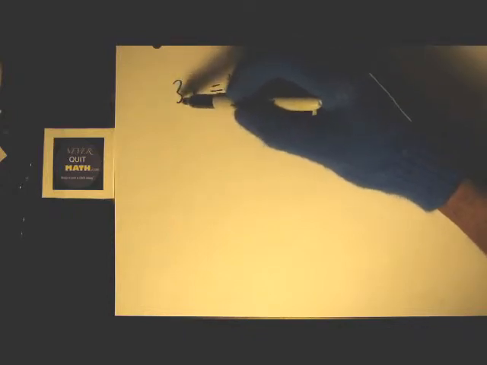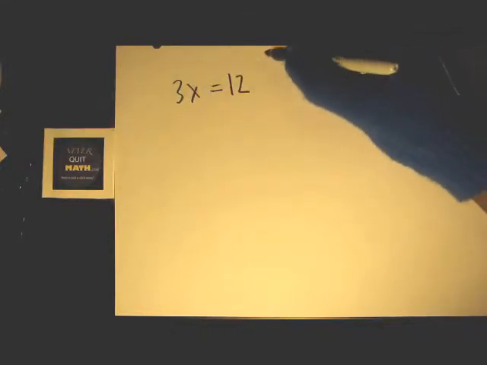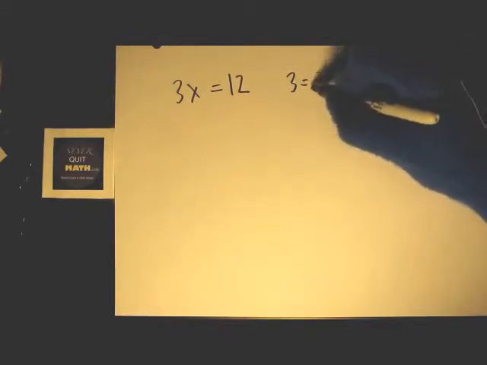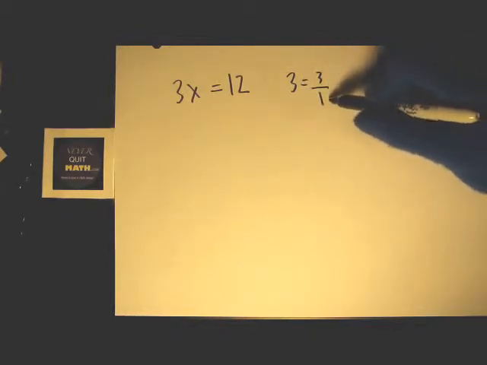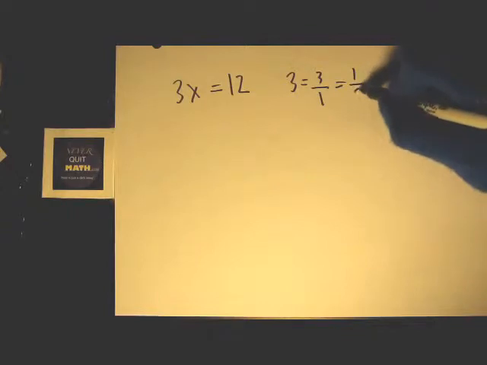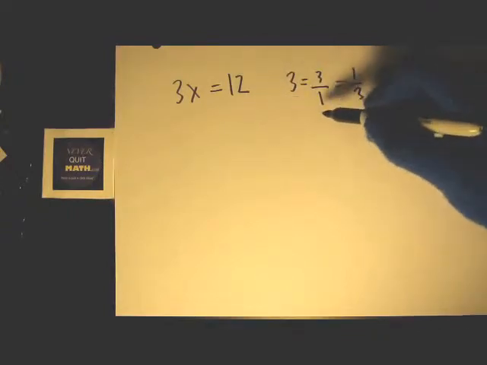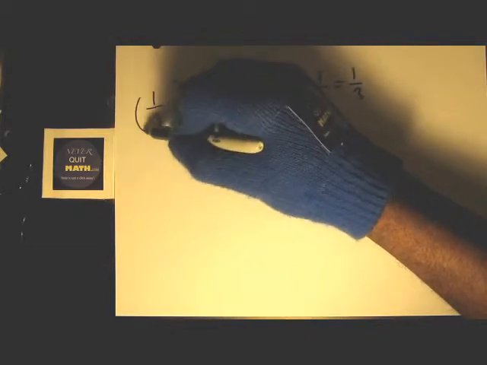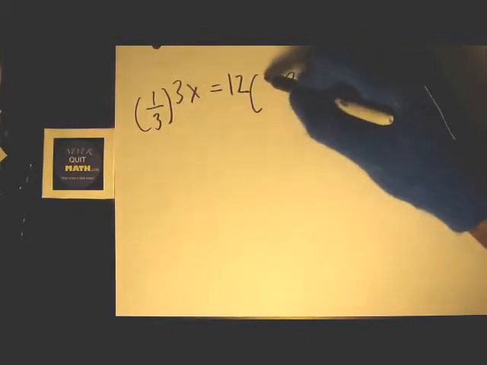You look at 3. 3 is connected to x through multiplication. So what we want to do is multiply by the reciprocal of 3. Let me put my 3 to the side right here. 3 is really equal to 3 over 1. So the reciprocal of 3 over 1 is the flip of that, which is 1 over 3. So now I'm just going to multiply by 1 over 3 on both sides. So put 1 over 3 here, and then 1 over 3 here.